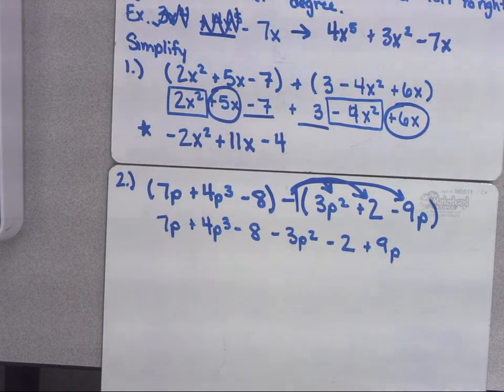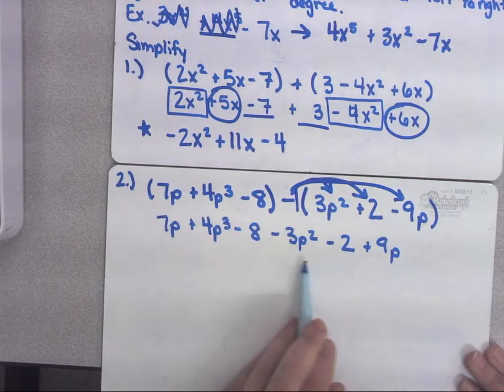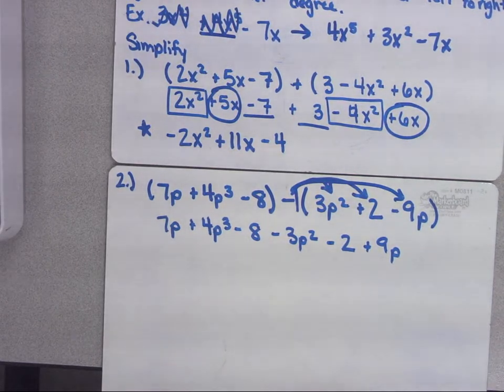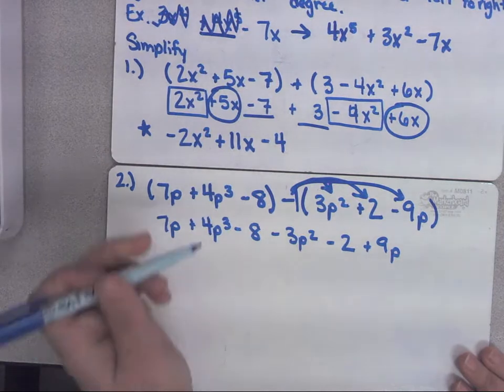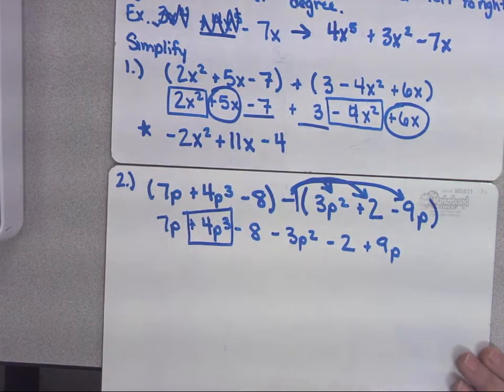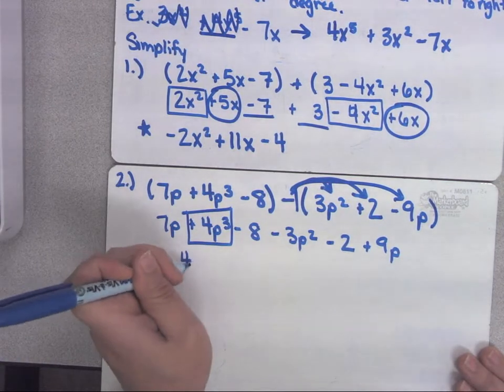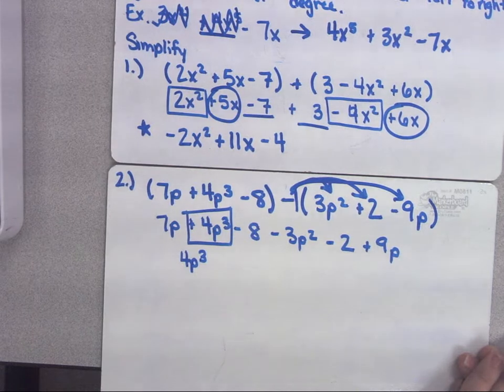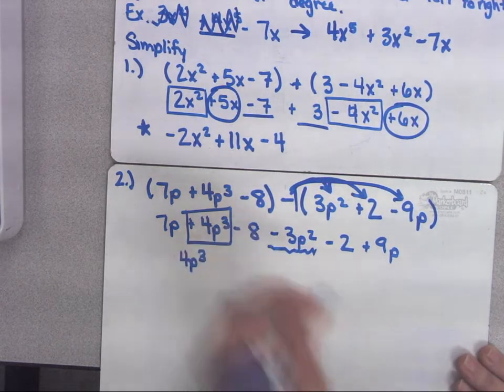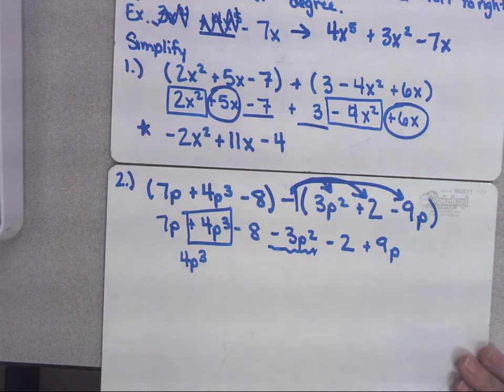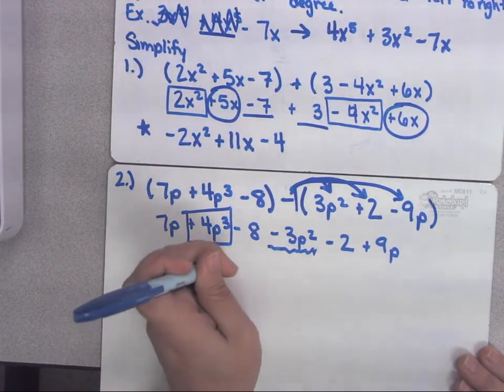Then in this one, what is my greatest degree? This is all one problem. The whole thing. All one problem. 3. Is there anything else that has a 3 other than that guy? Since he's alone, what do we do? Just bring him down. Next, what's now the greatest degree? 2. Does he have any friends? No. What are we going to do? Bring him down.